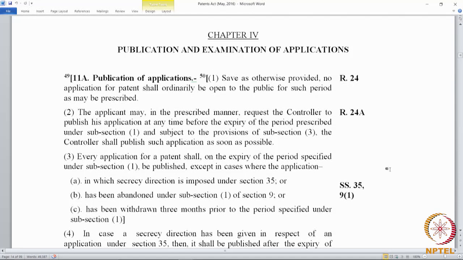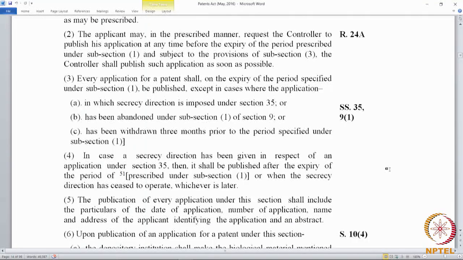Now, there are some exceptions. The exceptions are covered in subsection 3. Every application for a patent, on expiry of the period specified in subsection 1, that is 18 months, shall be published except in cases where the application falls under clauses 1, 2 and 3. There are 3 instances where an application will not automatically be published at the expiry of the 18-month period. Now, the first instance is in which secrecy direction is imposed under section 35.